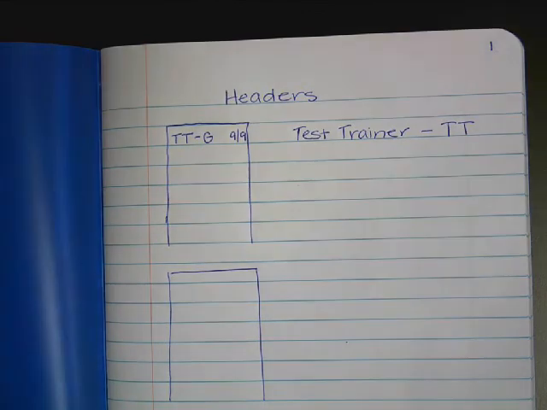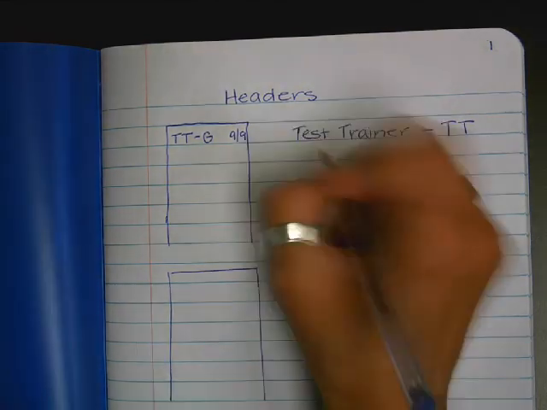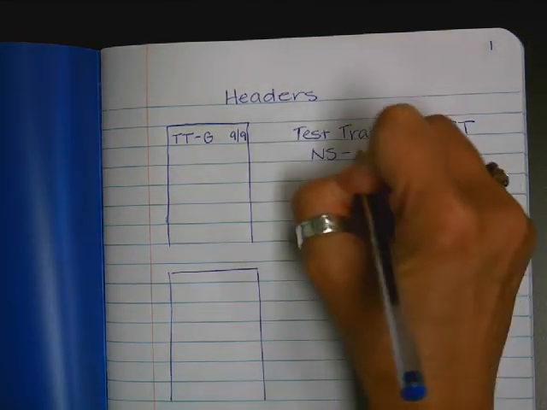Okay? So let's go real quick here. NS would be for number sense.